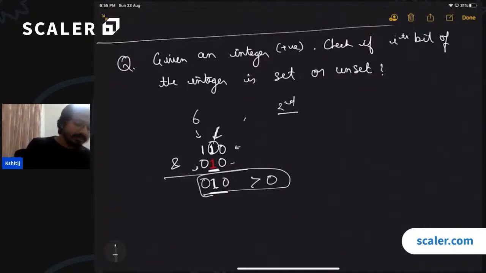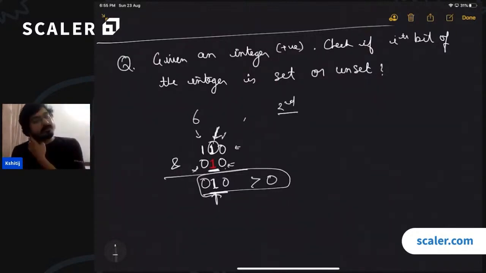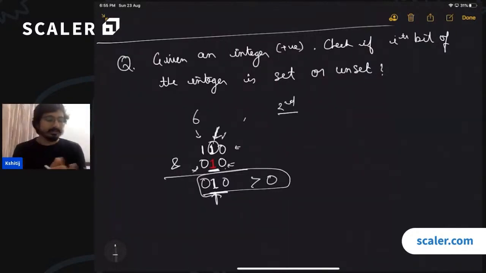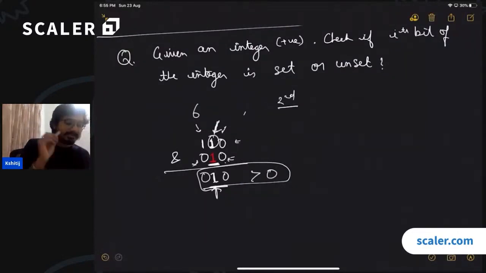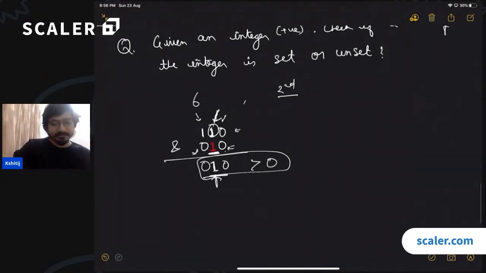Since all the other bits of this number are unset and this position is also giving a 0 in the answer, that means that the original number had an unset bit at that position. Is this clear to everyone? So we just have to construct a number which has a 1 at the ith bit and all other bit positions should have a 0, right? How can we construct such a number?